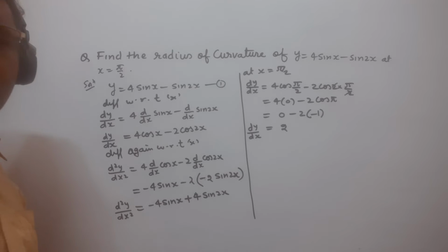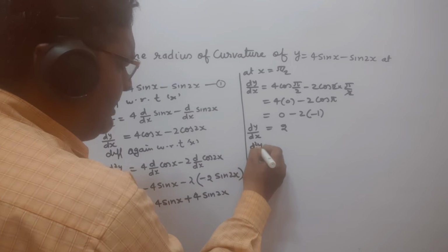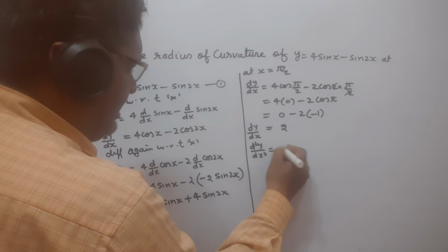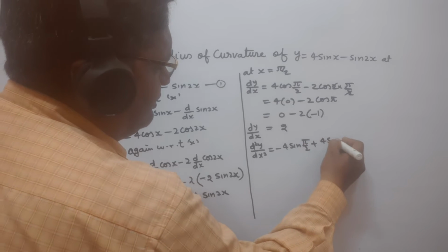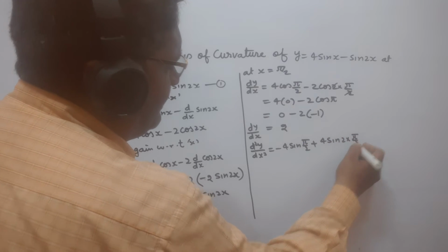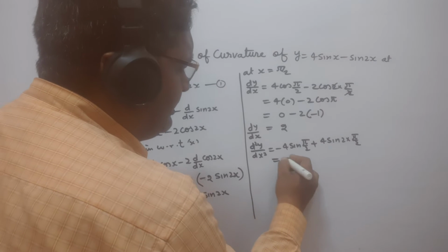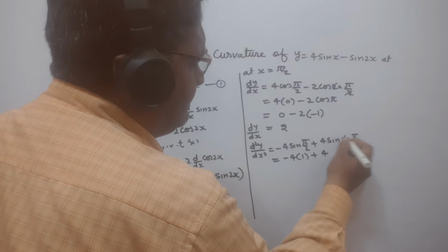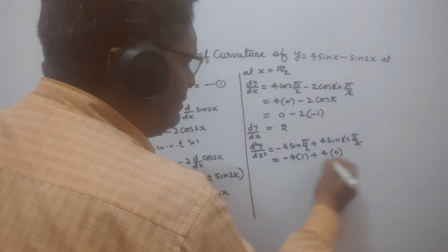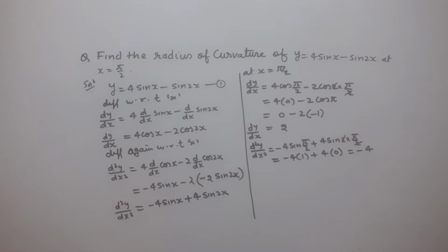Now we find the value of d2y by dx2. So d2y by dx2 is minus 4 sin pi by 2 plus 4 sin 2 into pi by 2. So the value of sin pi by 2 is equal to 1. So this gives minus 4 into 1 and plus 4, this 2 is cancelled, and the value of sin pi is 0. So this is minus 4. So d2y by dx2 is equal to minus 4.